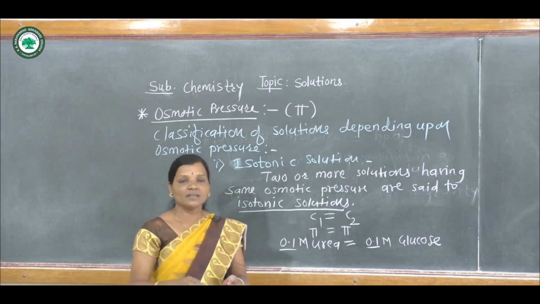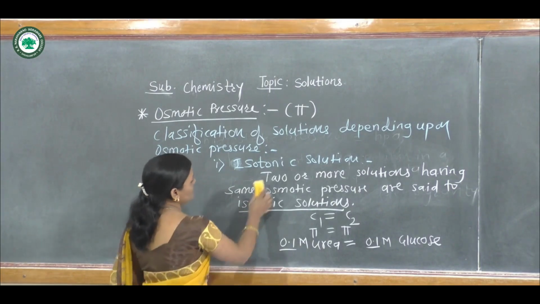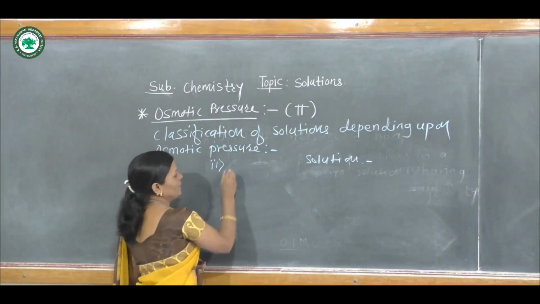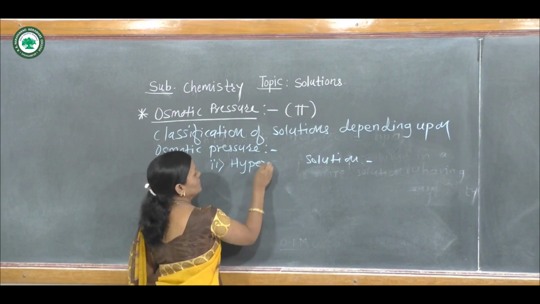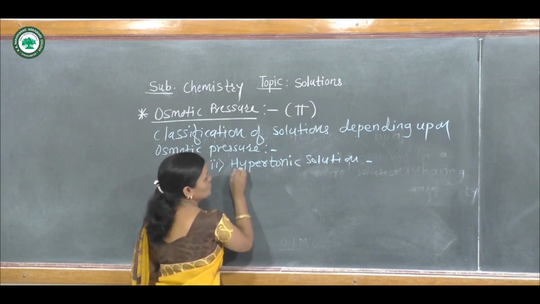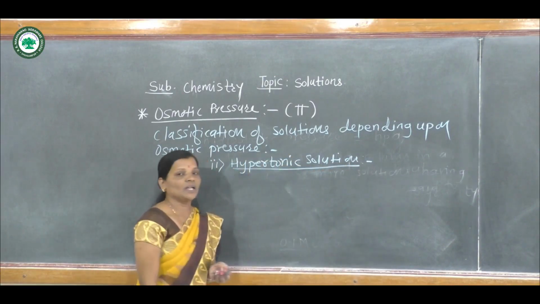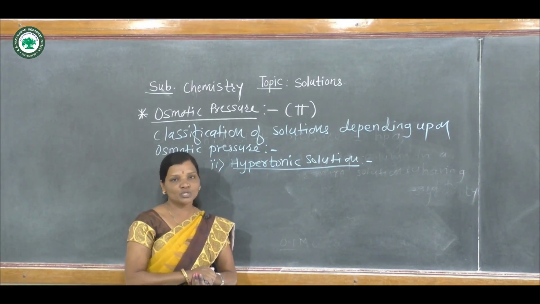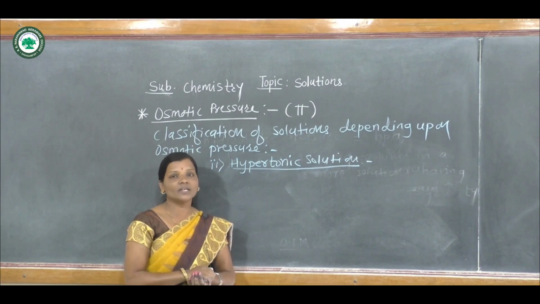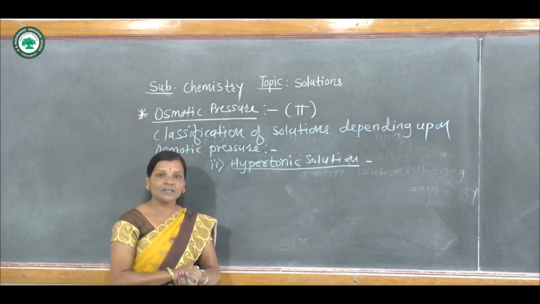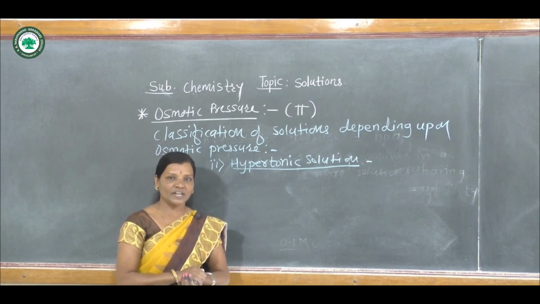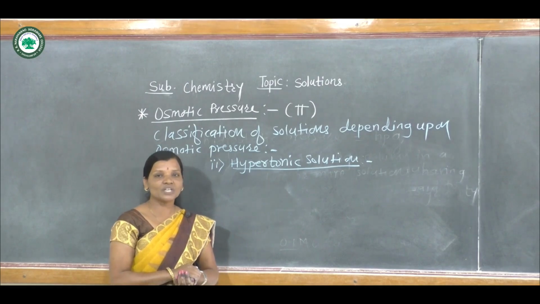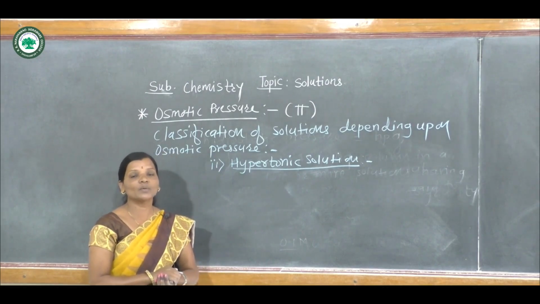Now let us see the next type of solution, that is hypertonic solution, the second type. Let us see first the definition of this solution. Two or more solutions having unequal osmotic pressure, then the solution with higher concentration exhibiting higher osmotic pressure is said to be hypertonic solution.